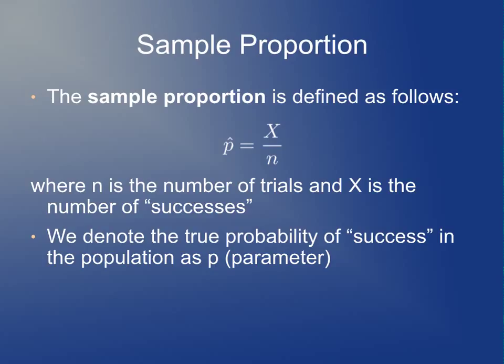So sample proportions are computed as follows. It's defined to be p hat, which is equal to x divided by n, where n is the number of trials and x is the number of successes. For example, if we do a telephone interview to calculate Obama's approval rating, n would be the number of people that we called, and x would be the number of people who approved of the job that Obama's doing. We denote the true probability of success, the president's true approval rating or whatever, as p, which is a parameter.